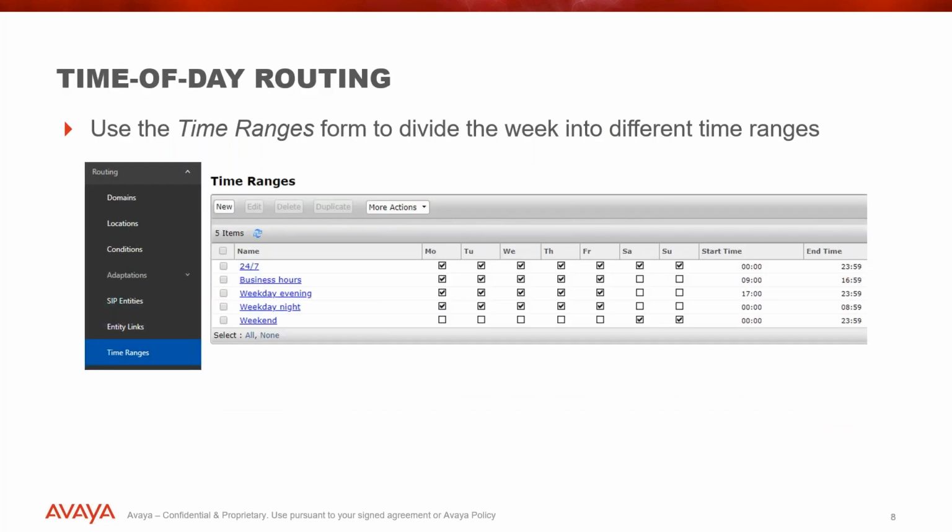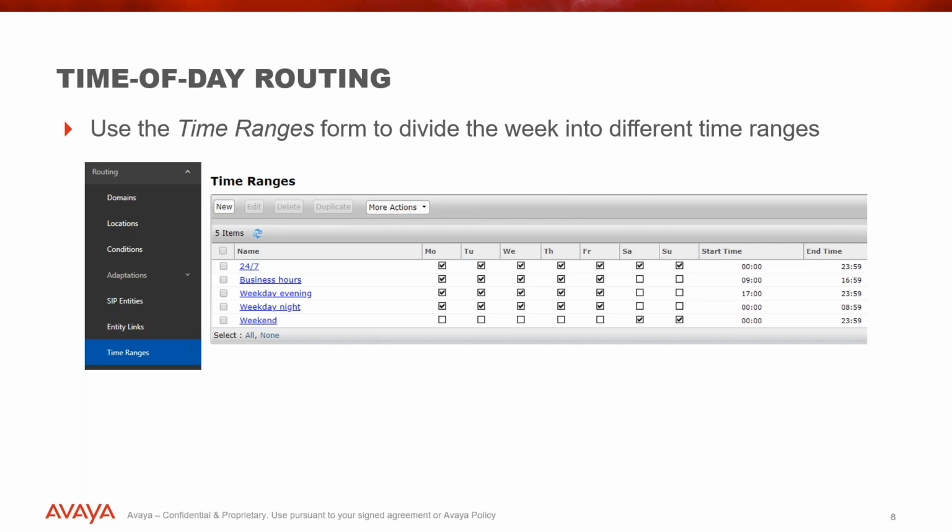And you can add various time ranges here. You'll get the 24/7 time range pre-populated as a default. Then you can add your own ranges. So for this example, I've added business hours, Monday through Friday from 9 to 5. I've got weekday evenings, Monday through Friday from 5 to midnight. Weekday nights would be Monday through Friday from midnight to 9. And then there's my weekend time range, Saturday and Sunday all day long. And of course, you can add whatever ranges you want here.